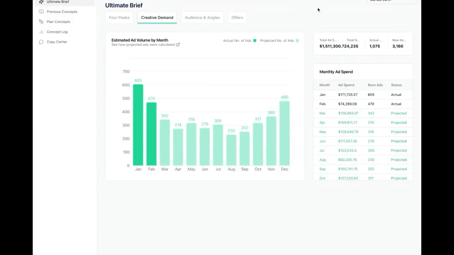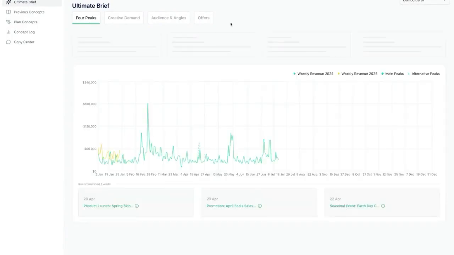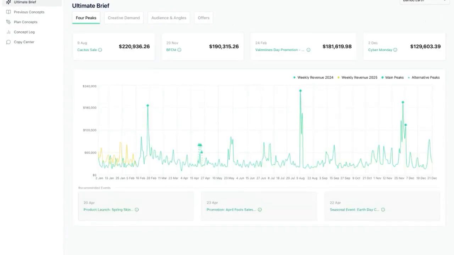So now I'm going to jump over here inside of Compass. Okay. Compass, our creative tool, is a planning process that begins with what we call the ultimate brief. So think of the ultimate brief as a way to instantaneously educate your creative strategists around the key elements of the business to help them accelerate their learning.